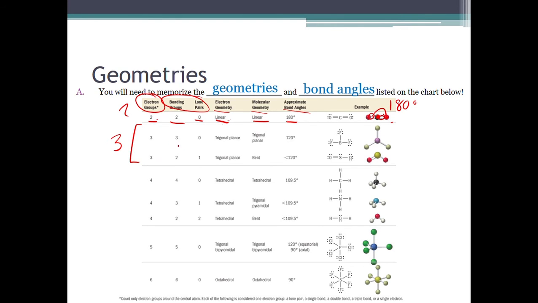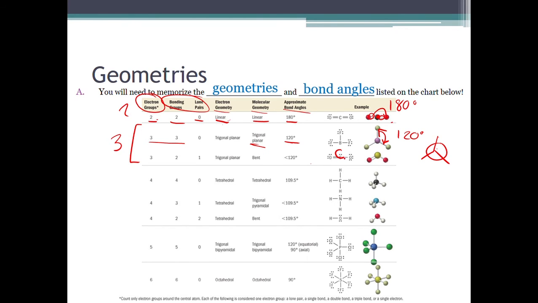If you have 3 electron groups and they are all 3 bonding groups, that's going to give you a trigonal planar geometry. They're going to arrange themselves as far apart from each other as they can get, which is going to be 120 degrees. Right, because our 360-degree circle we have to work with, split up into 3 pieces, gives us 120 degrees each. That's if they are all bonding groups.